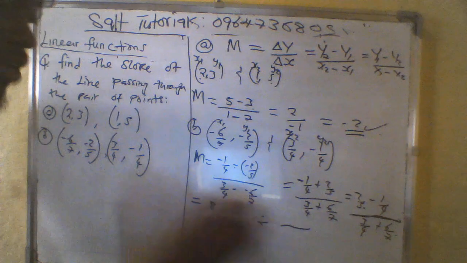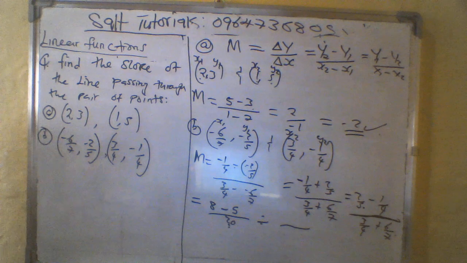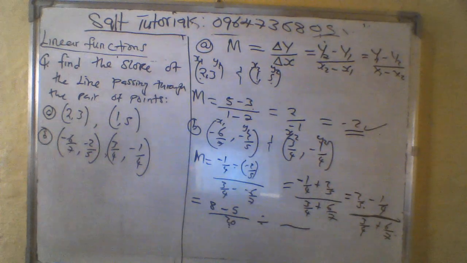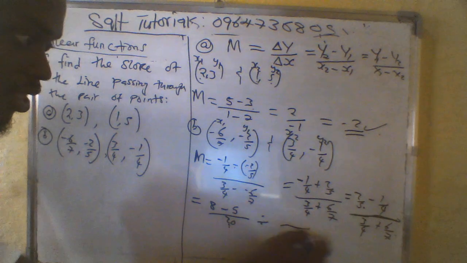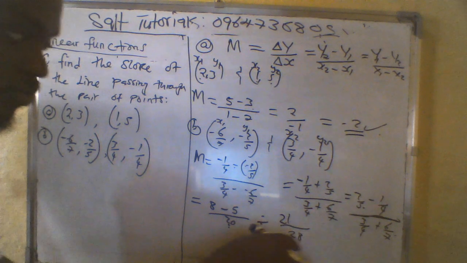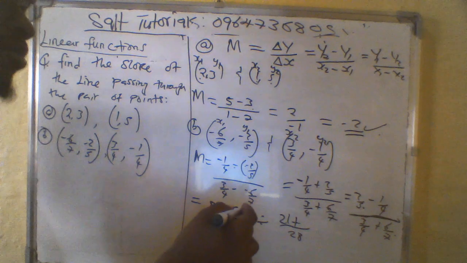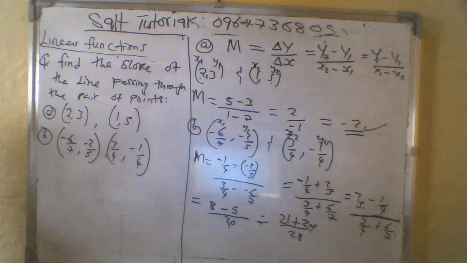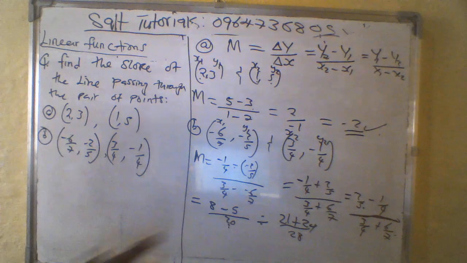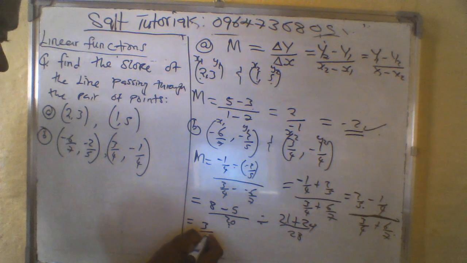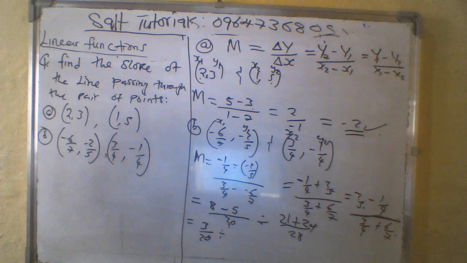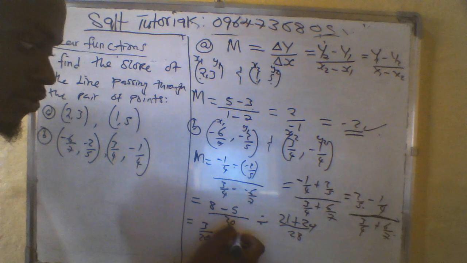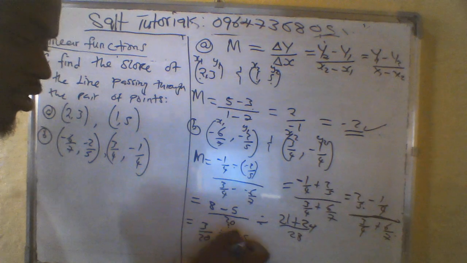Divided by, the lowest common denominator between 7 and 4 is 28. Let me just confirm, yes, I think so. So 28 is the lowest common denominator there. 4 into 28 is 7, 7 times 3 is 21. 7 into 28 is 4, 4 times 6 is 24. So what am I going to have? 8 minus 5 is basically 3 over 20, divided by 21 plus 24, which is 45. You can also confirm.